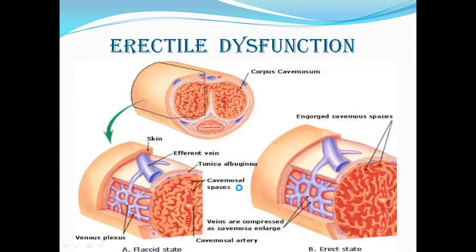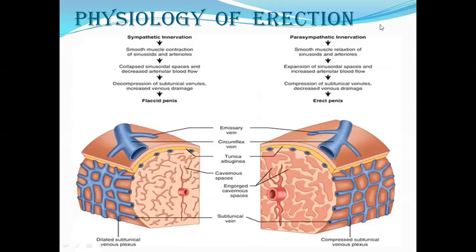Now, this erection is mainly due to parasympathetic innervation. Due to sexual stimulation, the parasympathetic nerves get stimulated and cause the smooth muscle of the sinusoids and arterioles to relax because there is secretion of nitric oxide. Nitric oxide is a potent smooth muscle relaxant, and it causes expansion of the sinusoidal space and increases arteriolar blood flow. So the arterioles dilate, there is increased arteriolar blood flow, and that goes into the sinusoidal space and there is expansion.